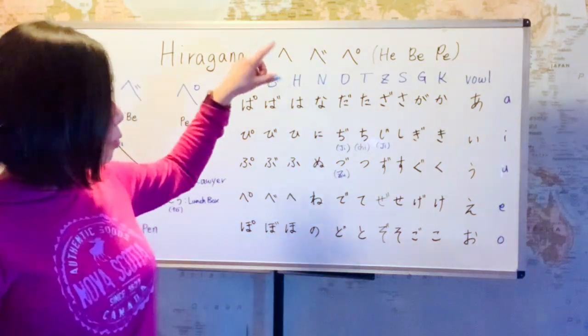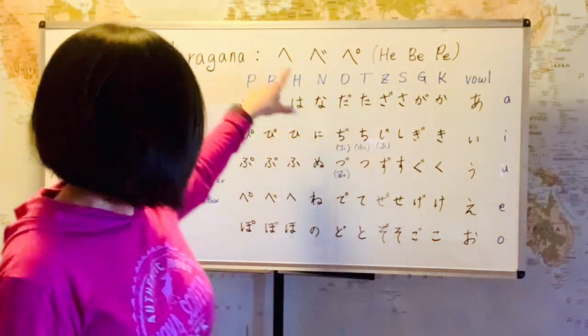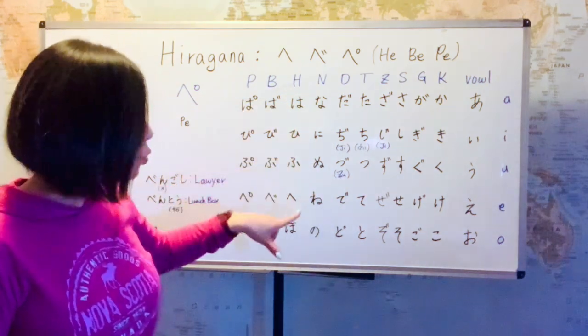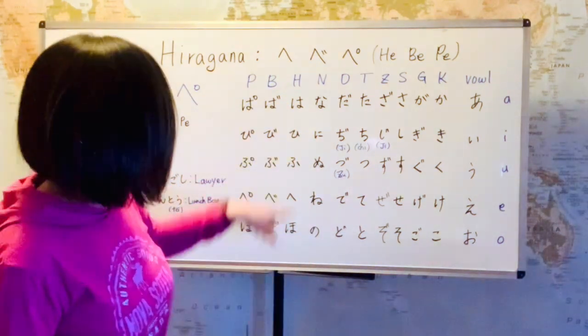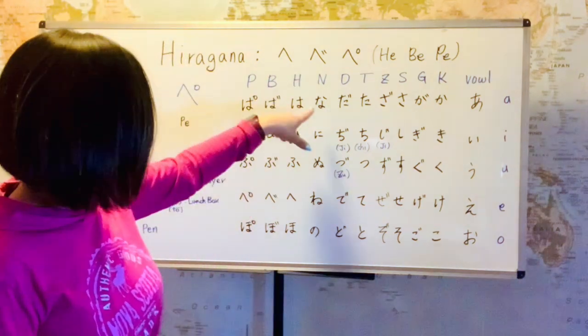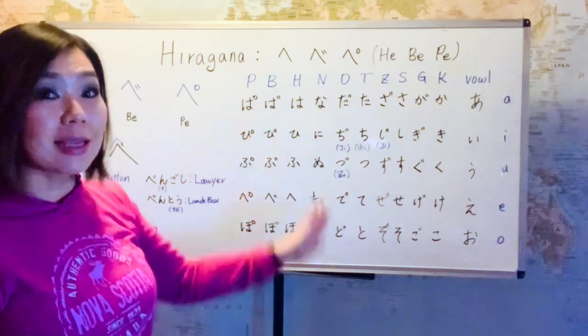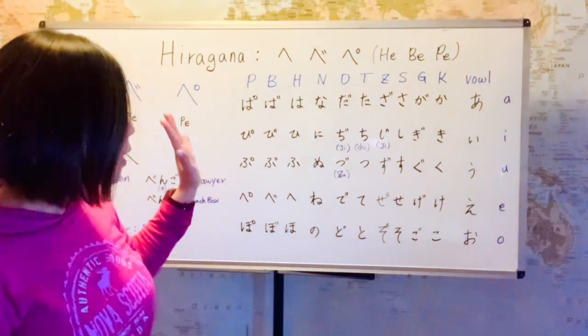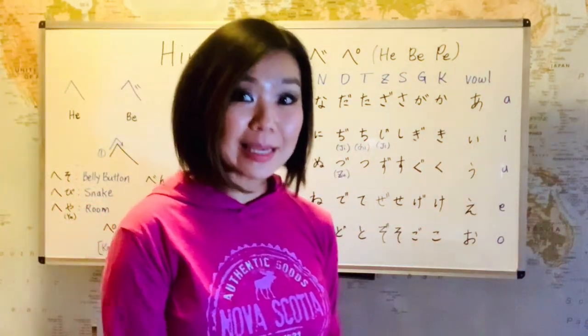Okay, now we moved on to the N line. That's na, ni, nu, ne, no. And then for this N line, we will not put any two dots on the right top corner. So this is just as it is. Okay, so this was the first half of the hiragana.